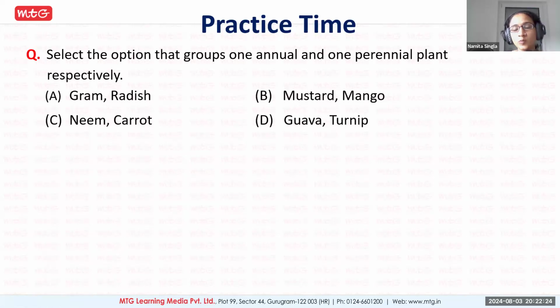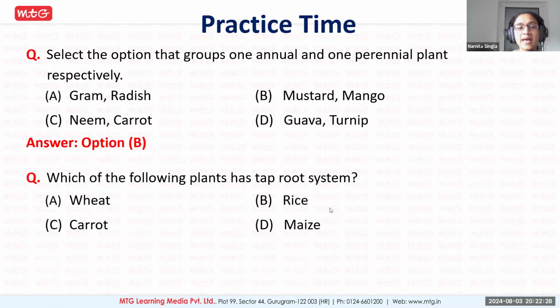Select the option that groups one annual and one perennial plant respectively. So annual grows for one season, perennial grows for many seasons. See students, this question has become easy because radish, carrot, turnip always go together. They multiply by roots, their roots are edible, and they are all biennial. So carrot, radish, turnip, you can remember they always go together. They are biennial plants. So these options are already ruled out.